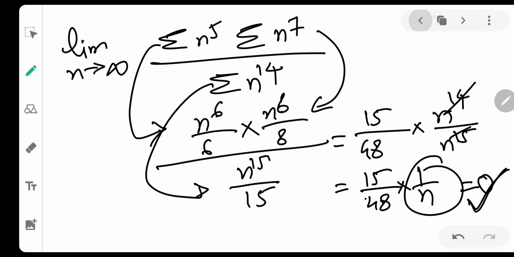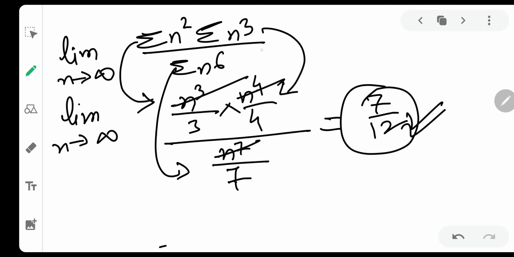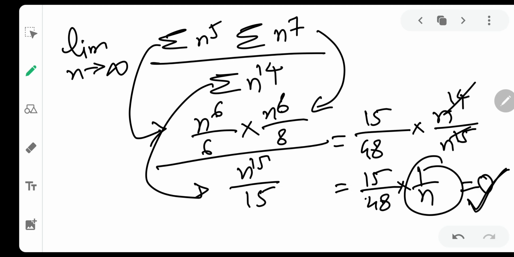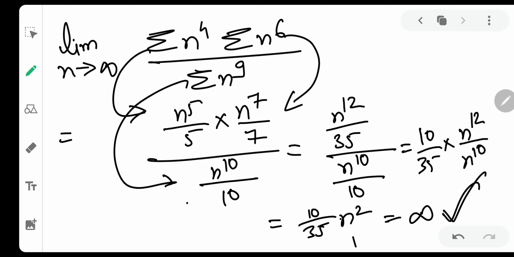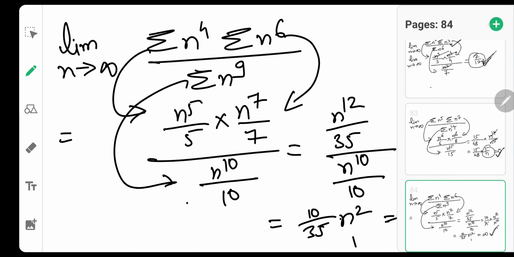Okay, so let us go back and check some of the sums. See this n square n cube by n raised to 6, it has a finite answer, 7 by 12. The degrees in the numerator and denominator were actually same, and over here the degree in the denominator was a bit greater, and over here the degree in the numerator was a bit greater. Let us take one more sum.